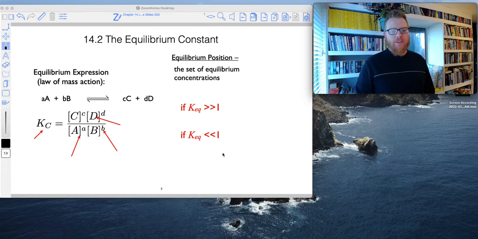Get into this equilibrium more. So the way in which we quantify equilibrium is through the equilibrium constant and the equilibrium expression.